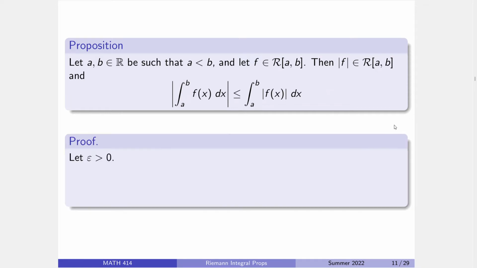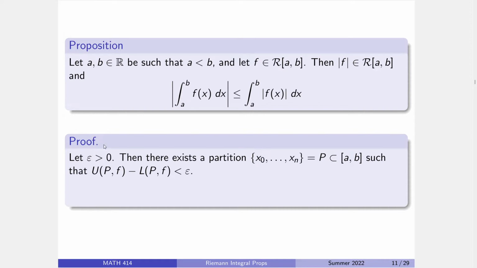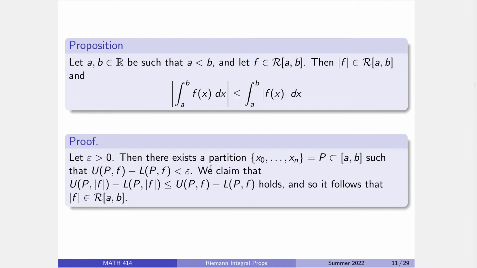Okay, so how are we going to prove this? Well, first of all, we're going to prove integrability. Now, again, note, we're not making any claim of equality here, so we're going to get an epsilon, find a partition, and then we'll get things to work the way we want, right? Remember, if you are integrable, that means we can find a partition so that the upper Darboux sum minus the lower Darboux sum is strictly less than epsilon.